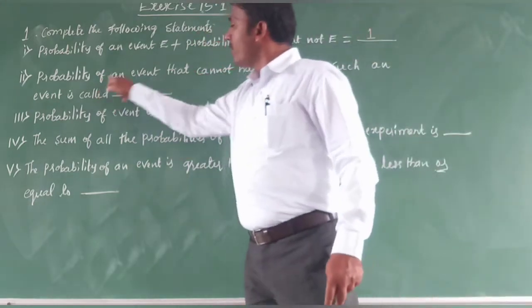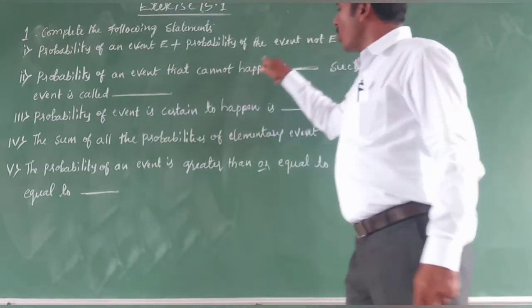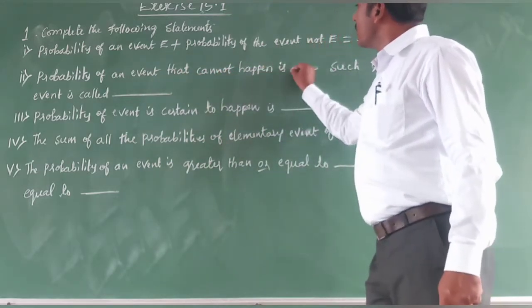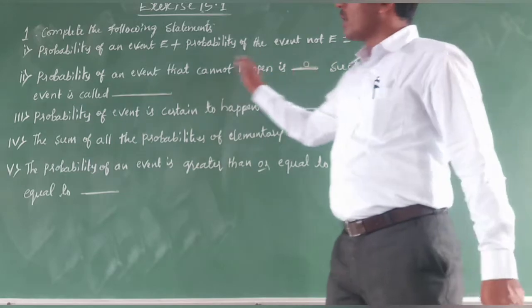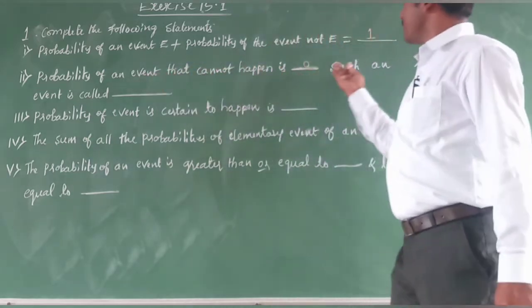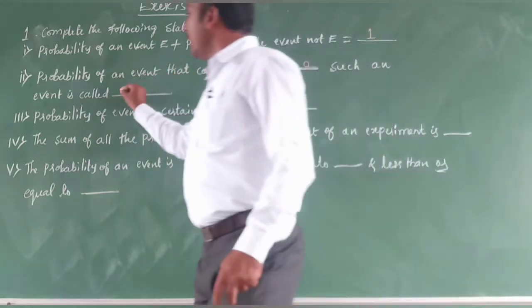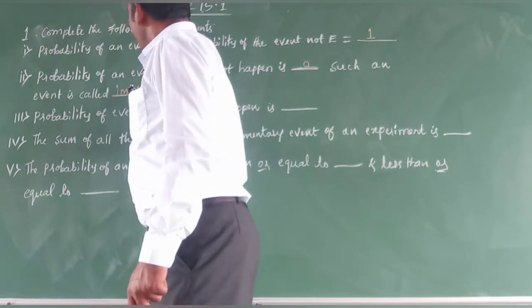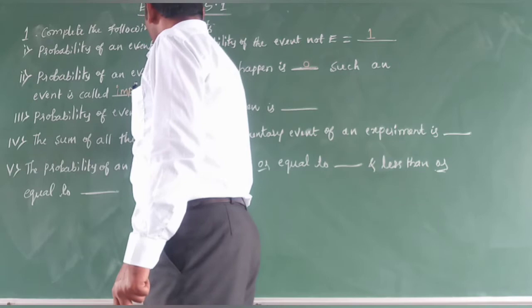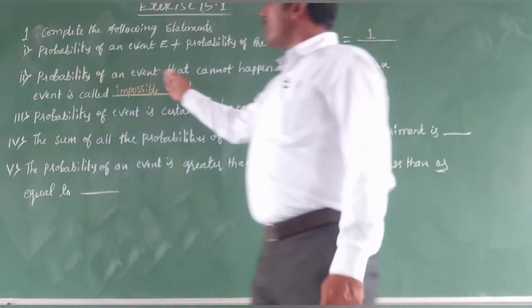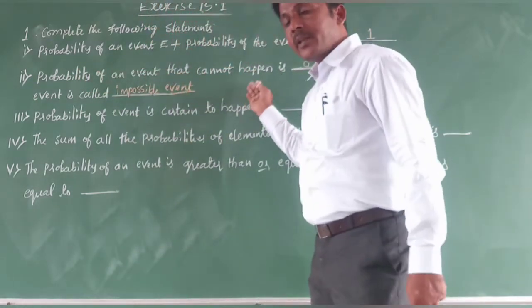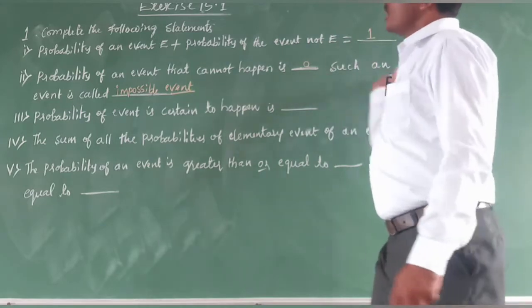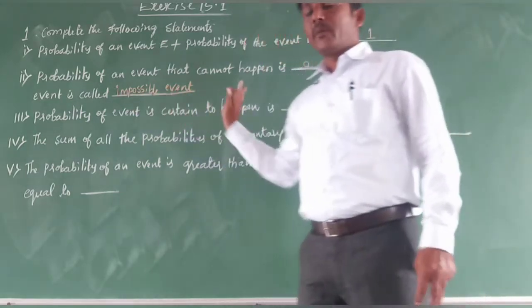Second one: probability of an event that cannot happen is 0. That cannot happen is nothing but 0. Such an event is called an impossible event.